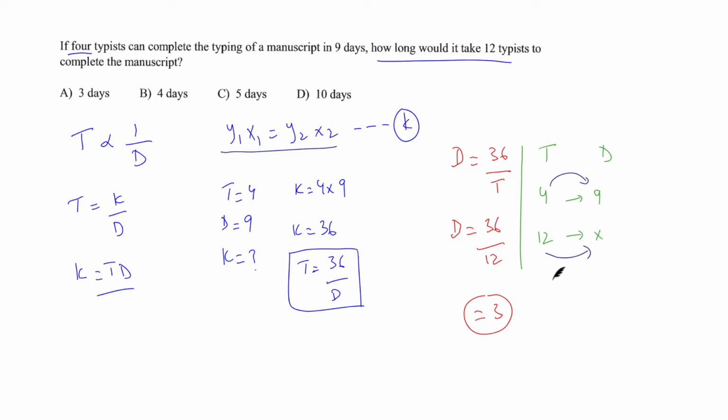Let's multiply, let's see what do we get. So we have 9 into 4 equals 12 into X. There you go. And you will get X equals 3, the same answer. I personally like this method a lot and I use this.